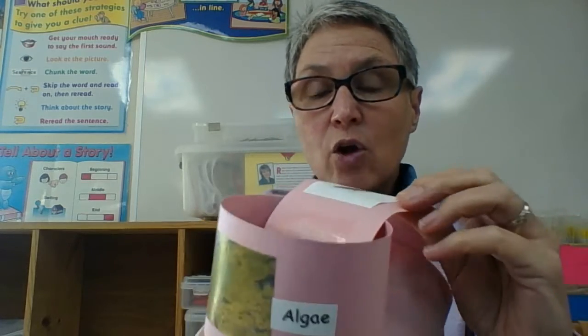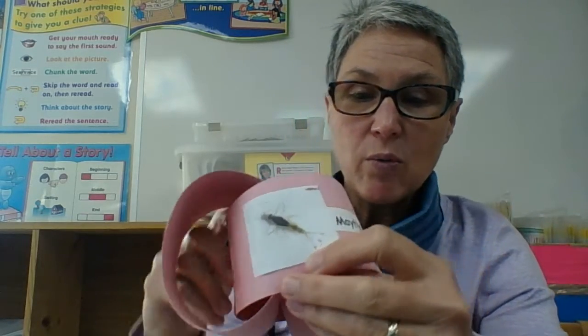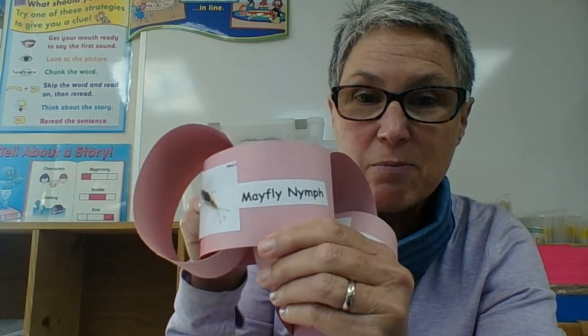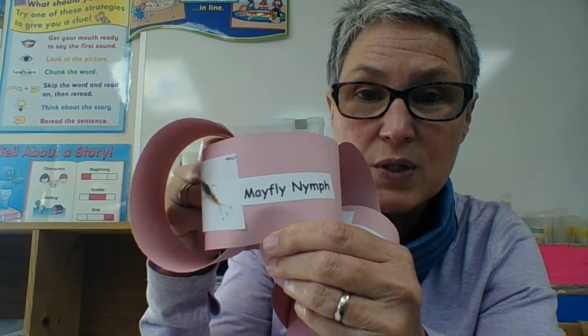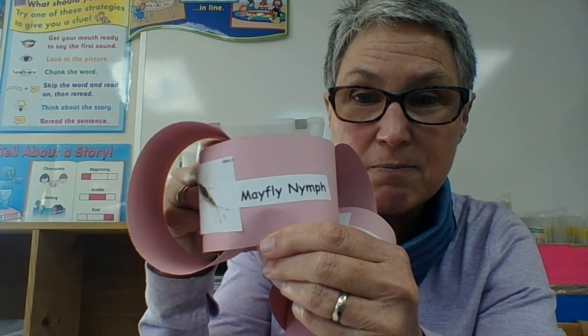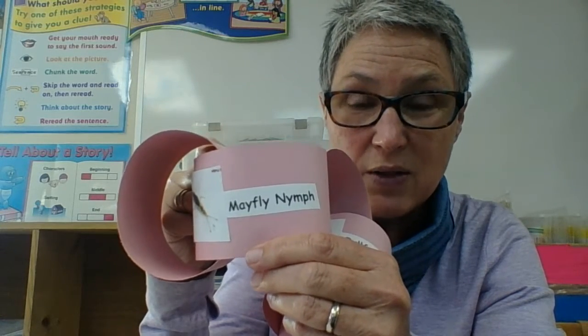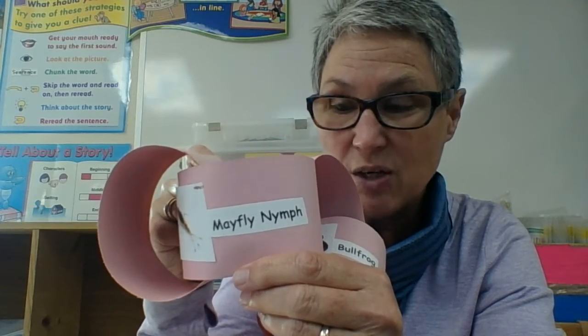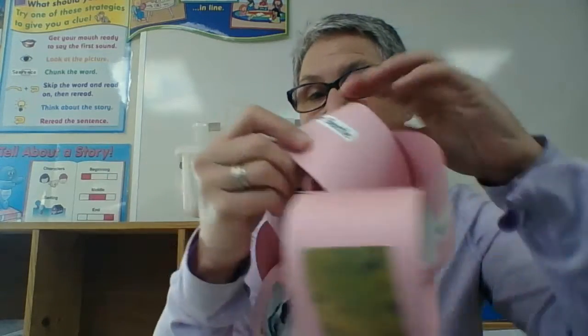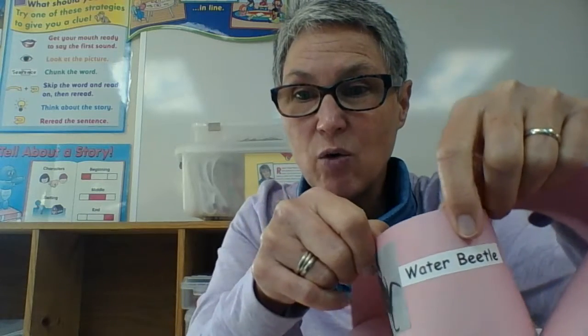Then, who ate the algae? We knew it was the mayfly nymph. So we put the picture of the mayfly nymph, and I found the mayfly nymph words to label her with, because we know that scientists label their items to help others get the information. Then we knew it was the water beetle that ate the mayfly nymph, and here's our water beetle word.